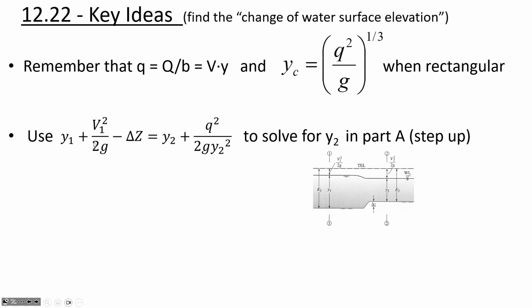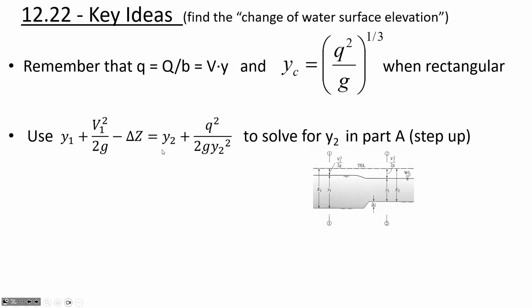So you'll know y1, you know the velocity head at 1, the height of the step is given. We know the flow per unit width is the same because the big Q is the same and the width of the channel is the same. So the only unknown in this formula is y2.